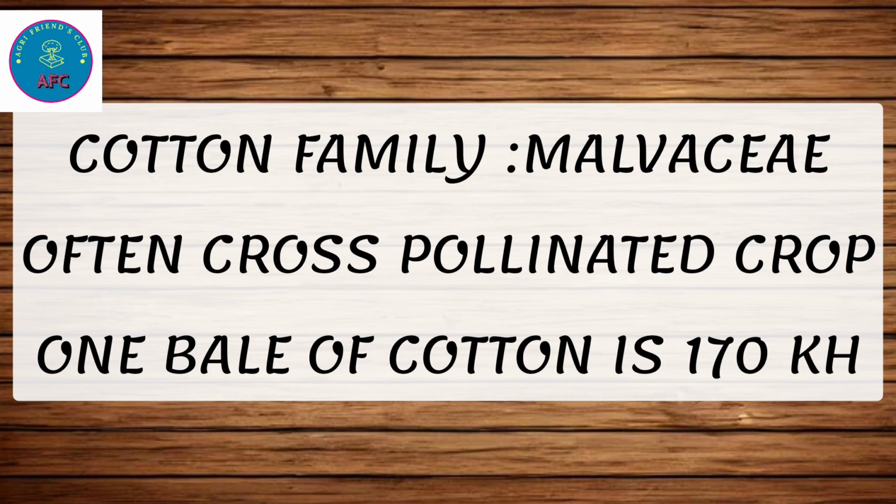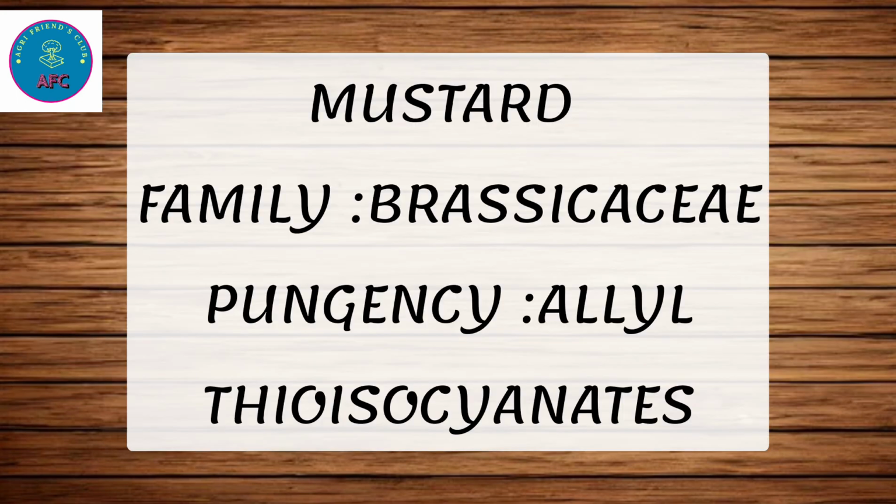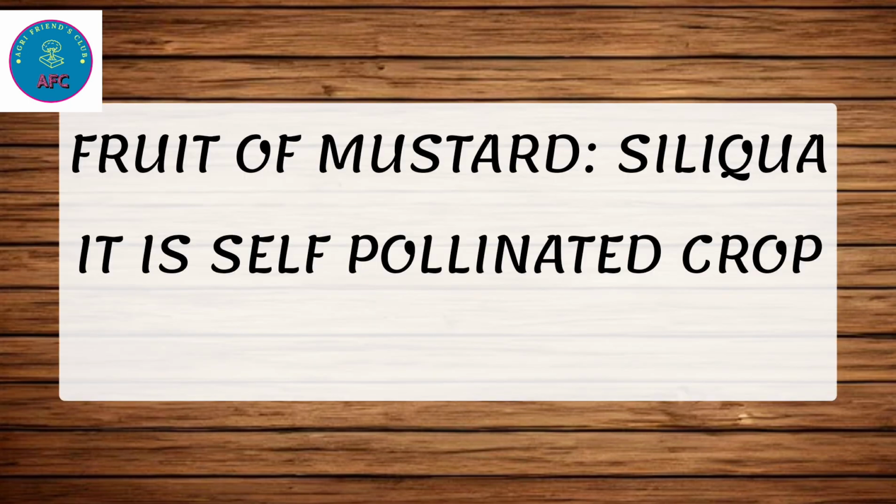Next, moving on to the next crop, that is mustard. Mustard belongs to the family Cruciferae or Brassicaceae. The pungency of mustard is due to allyl isothiocyanate. Other important points about mustard that are widely asked in the exams are the fruit type. The fruit of mustard is known as siliqua and mustard is basically a self-pollinated crop.